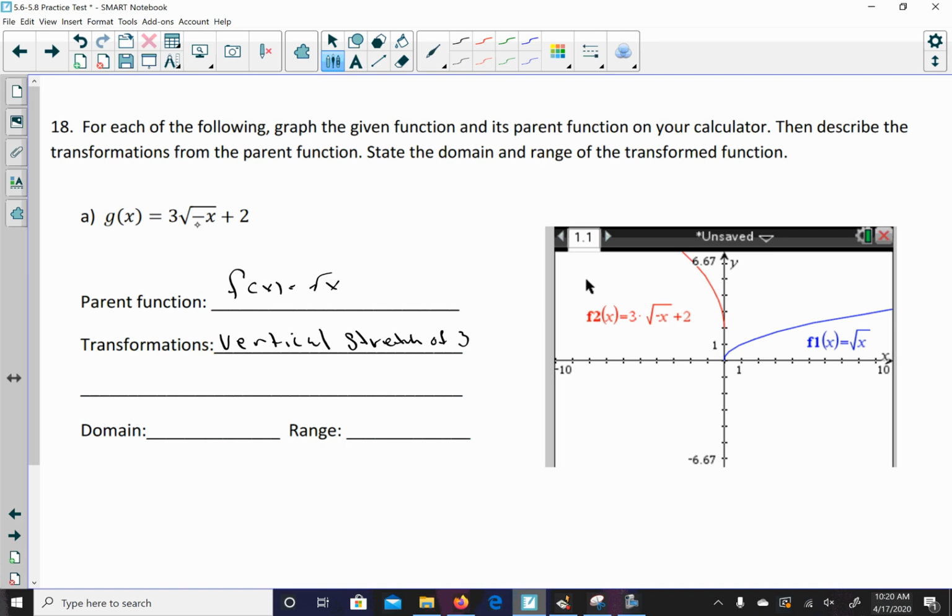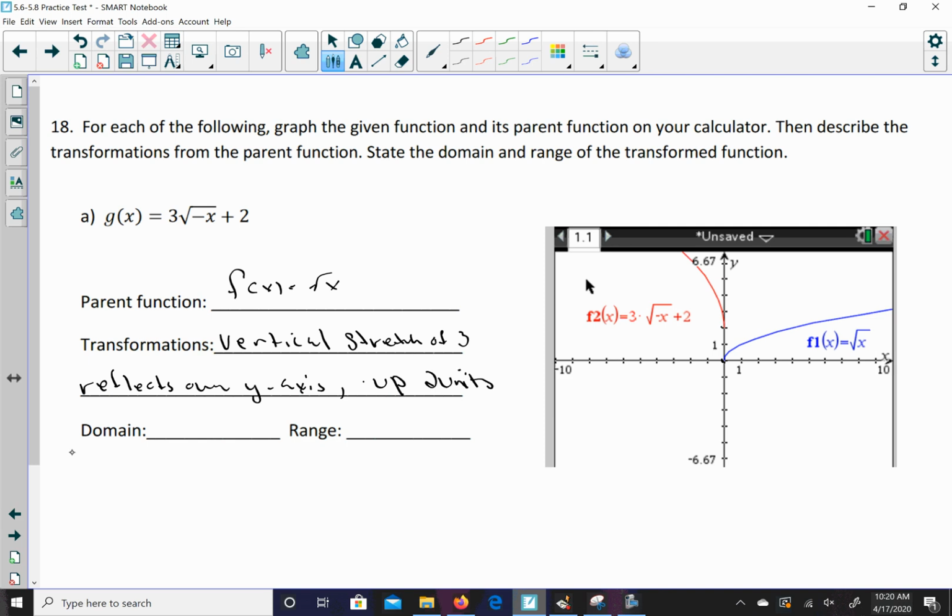This negative sign inside the radical with the x, as you can see, reflects that function over the y-axis. And then finally, this plus 2 takes the graph from here and moves it up. So I'm going to say it moves it up 2 units.